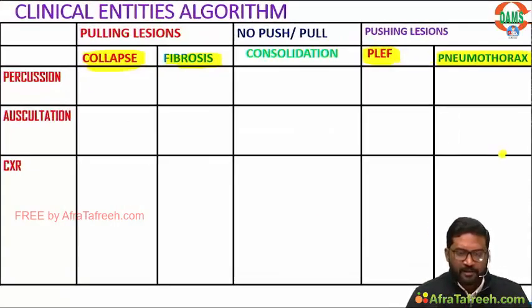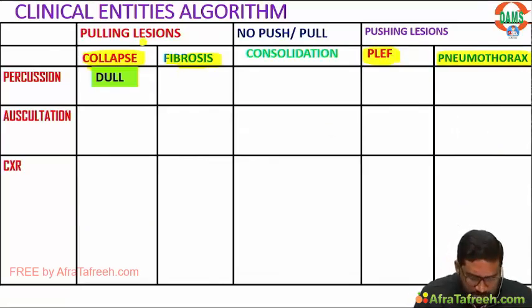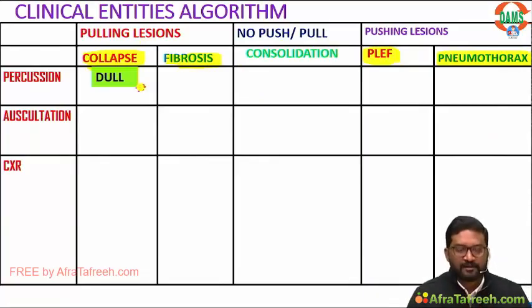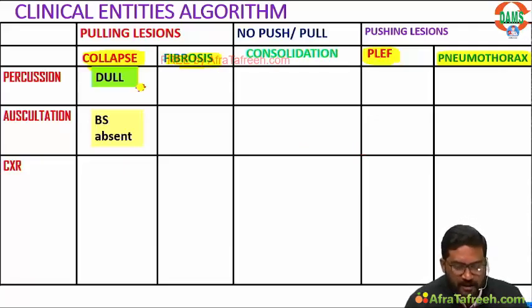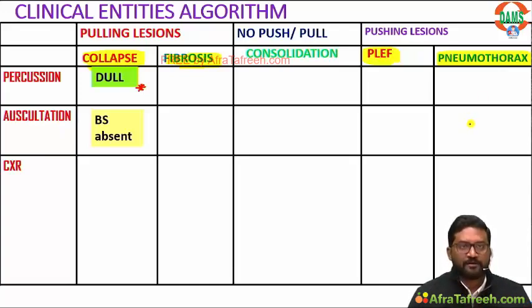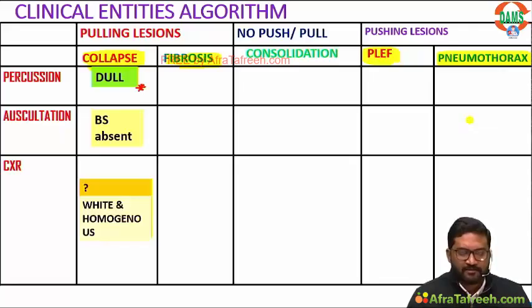Then coming to the collapse, because there is no air, usually there will be a dull note. Whereas on auscultation, because there is no air at all, what will you find? Breath sounds will be absent here. Whereas on chest X-ray, what will be the color of the abnormality? Because there is no air, it tends to be white. So it will be very white, homogeneous.